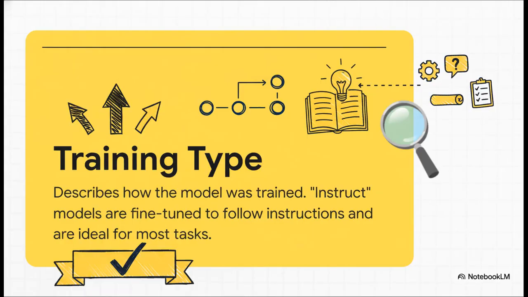Okay, next up is the training type. This little tag is super important because it tells you what the model was trained to do. Now, for pretty much everyone starting out, here's the key. Look for the word instruct. It means the model has been fine-tuned to follow instructions, which makes it a perfect all-around tool for most tasks.